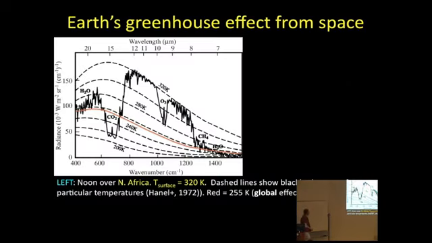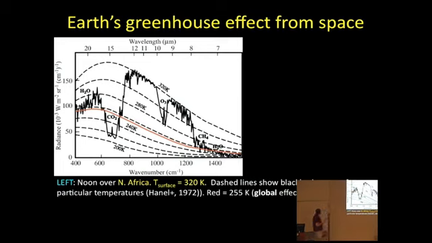We can also see the greenhouse effect if we look at the Earth from orbit. So here we've got radiance in units of watts per meter squared per steradian. This is in wavenumber units, but here's wavelength, which will probably make you feel happier. Chemists like to use these. Physicists like to use these.